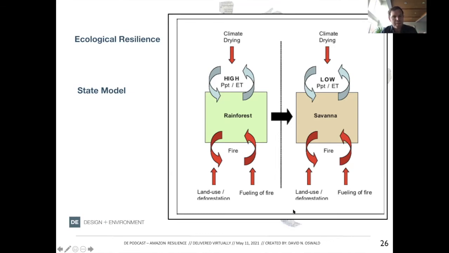So this is my attempt at a model, right? A resilience model, a state model, to say, look, these are the two states, these are some of the variables that are at work, and if some of these get pushed beyond a certain threshold, we can see this state transition happen.